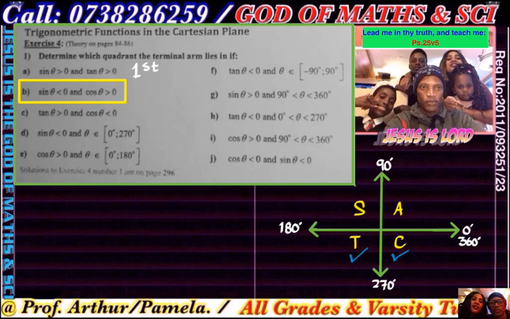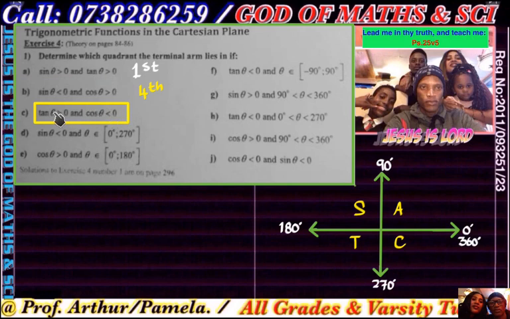Can you see I'm putting the ticks? Okay. The next thing I'm going to look at is cos of theta. It says and cos of theta is greater than 0. Greater than 0 means where cos of theta is positive, and cos of theta is positive in the first and in the fourth. Then we check the quadrant with the most ticks. It's quadrant number 4. So the answer that we're looking for in this one is the fourth quadrant.